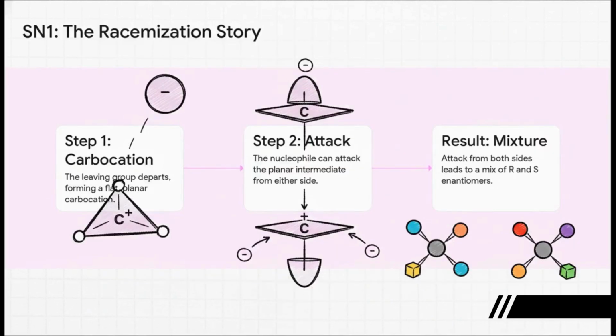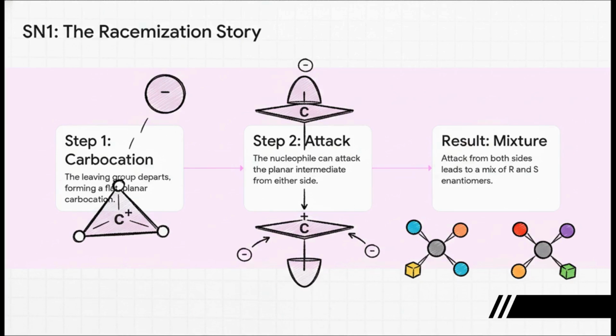Now let's switch gears to SN1. This is a totally different story. It's a more patient 2-step dance. In the first step, the leaving group just leaves, all on its own, and it leaves behind a carbocation intermediate.